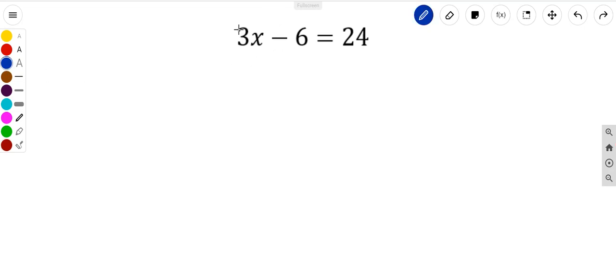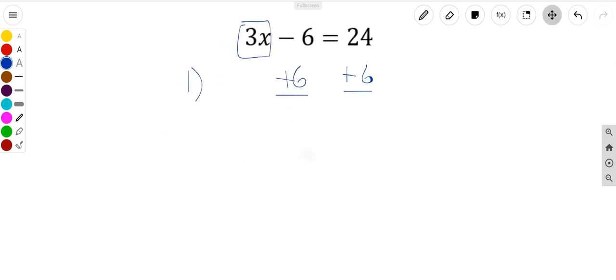So I see this one. I'm going to put my little square around this, 3x. I see a minus 6. I want to get rid of that. So the opposite of that, the inverse operation, if you want to be exact, is plus 6. I have to do that to both sides. That's step 1.